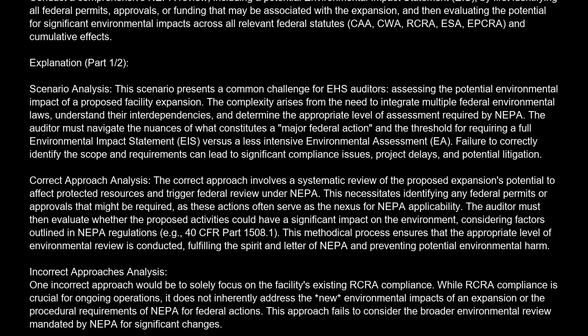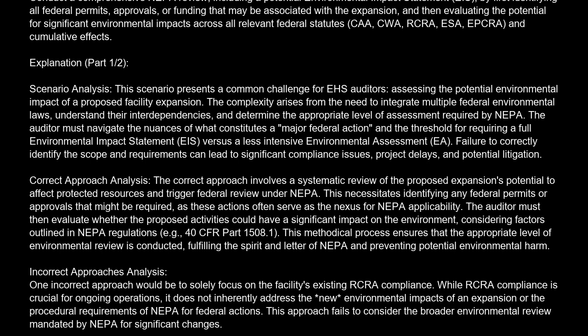Correct approach analysis. The correct approach involves a systematic review of the proposed expansion's potential to affect protected resources and trigger federal review under NEPA. This necessitates identifying any federal permits or approvals that might be required, as these actions often serve as the nexus for NEPA applicability. The auditor must then evaluate whether the proposed activities could have a significant impact on the environment, considering factors outlined in NEPA regulations, e.g., 40 CFR Part 1508.1.